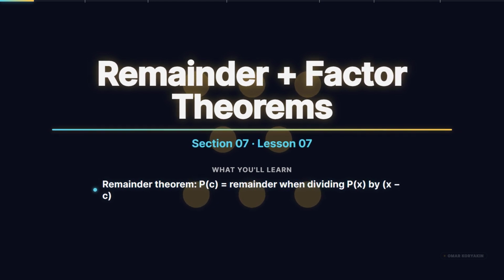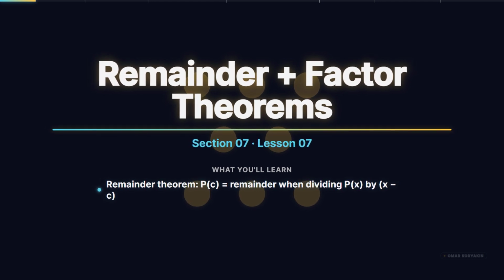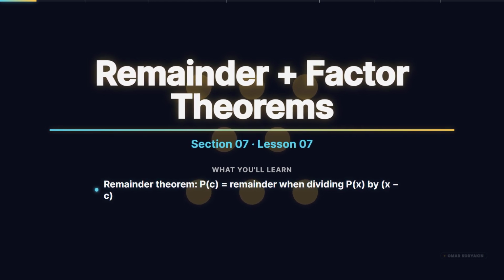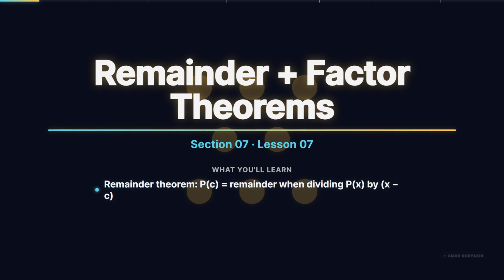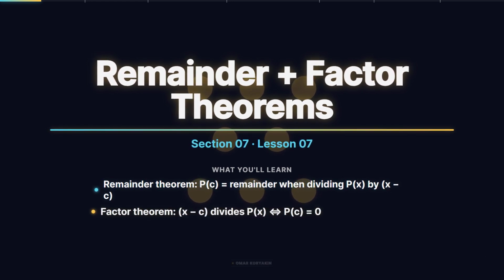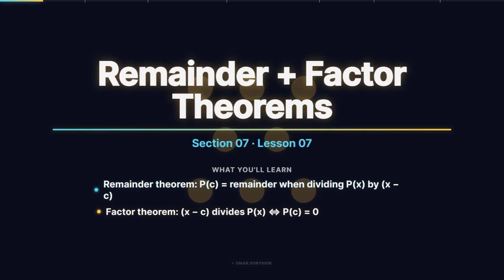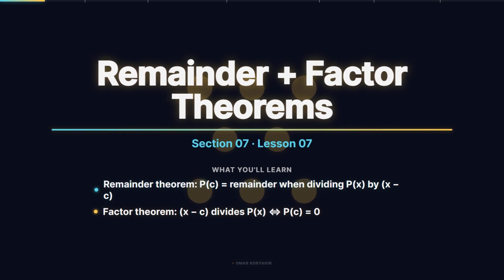Substitute x equals c into both sides. P of c equals quotient evaluated at c times the quantity c minus c plus remainder, which simplifies to p of c equals quotient at c times 0 plus remainder, which simplifies further to p of c equals remainder. The remainder is therefore exactly p of c, the value of the polynomial at c. The remainder theorem connects polynomial evaluation to polynomial division directly.